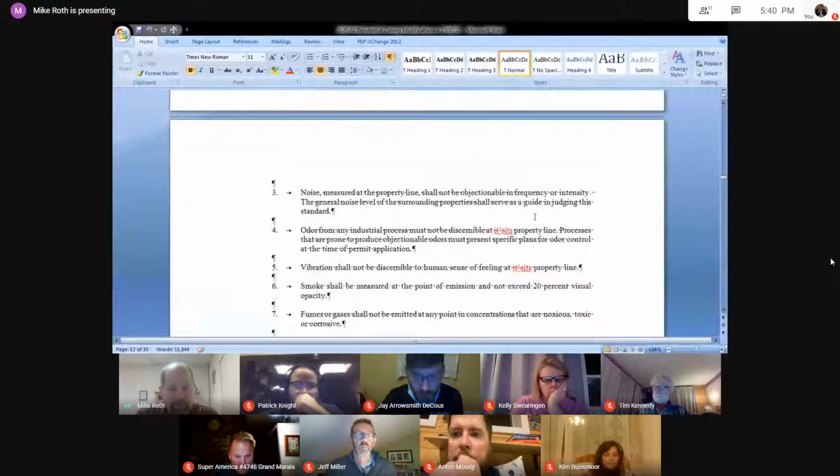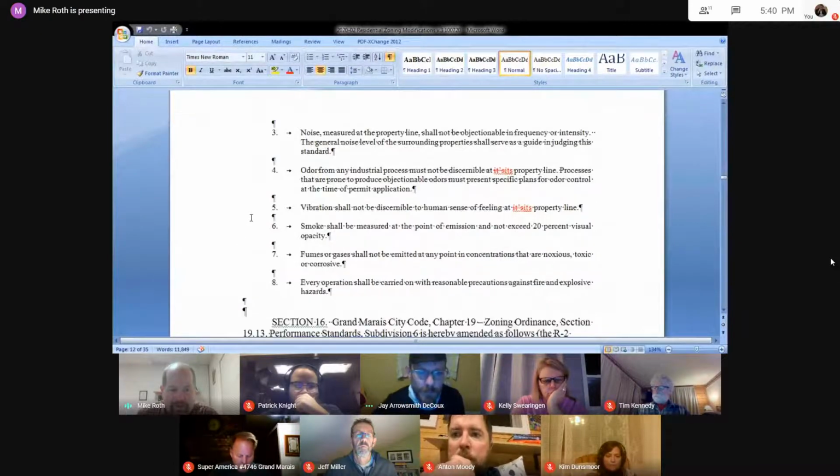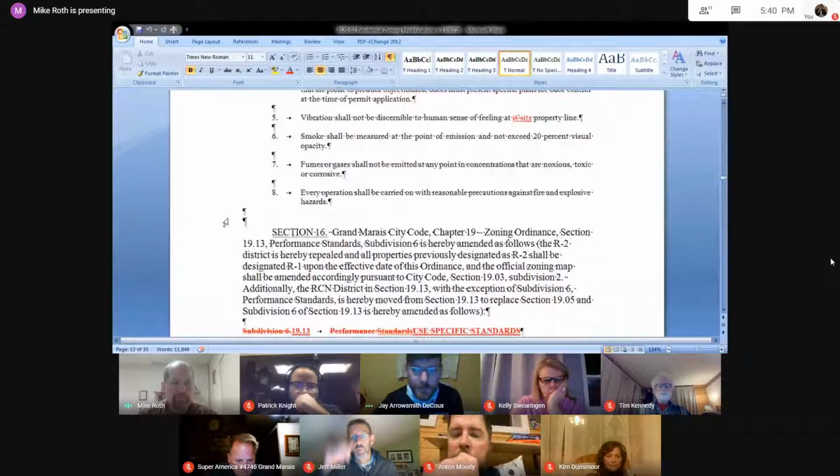A couple of changes here. Again, typographical errors in the BDA zone. Nothing to do with any of the housing stuff, but we're just fixing it up while we're making this change to the zoning ordinance.